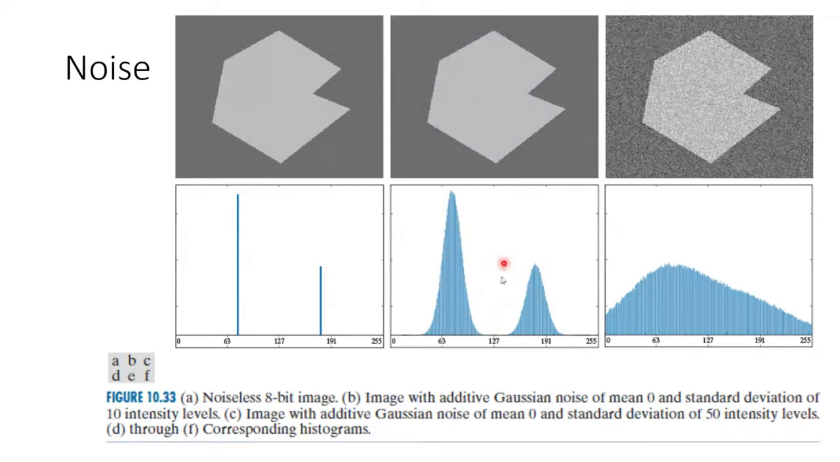You just get the thresholding at 127, and you label this distribution with one label and this one with another label. With a little more noise, right? So you have this image with additive noise with mean 0 and standard deviation of 50 intensity levels, despite a lot of noise.